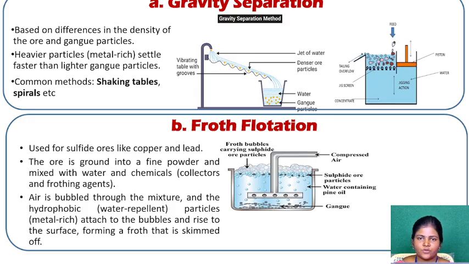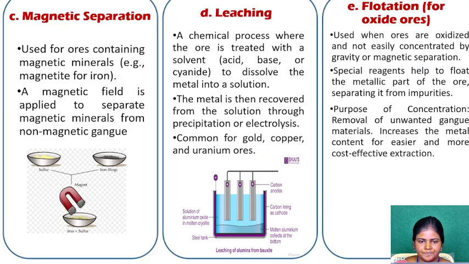The next one is the froth flotation. Here it is used especially for sulfide ores like copper and lead. So the ore is ground into fine powder and mixed with water and chemicals. So air is bubbled through the mixture and a froth is formed. So the impurities will attach to the bubbles and rise to the surface, forming a froth that is skimmed off. Thus we can separate the metal from the impurities. So this method is called the froth flotation method.